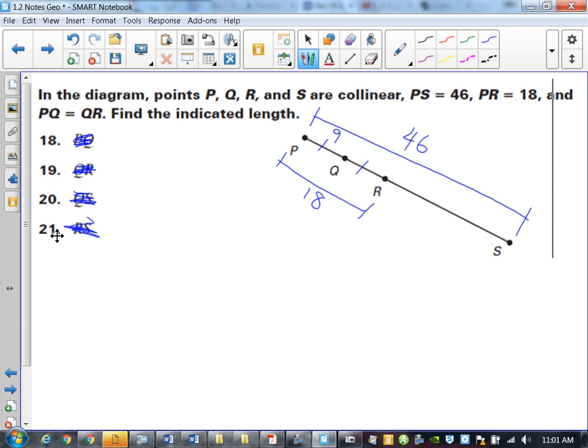Mr. Murphy, is the homework gonna be like way harder than this? No.